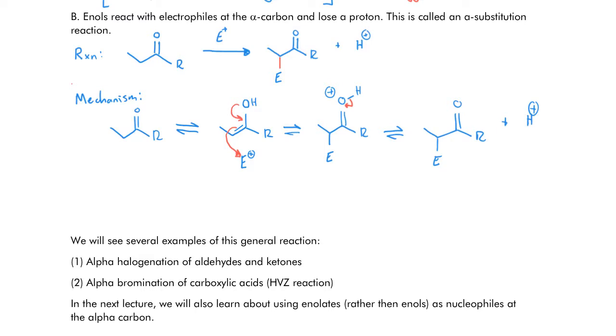Now let's go to the next page and see our first example of this reaction at work, the alpha halogenation of aldehydes and ketones.